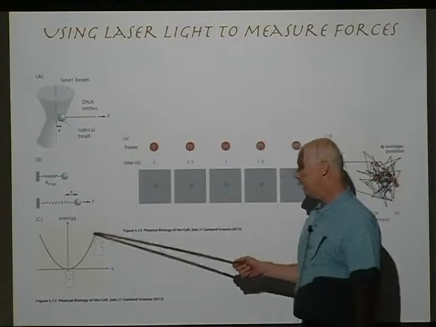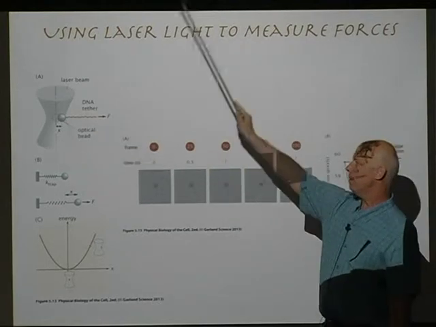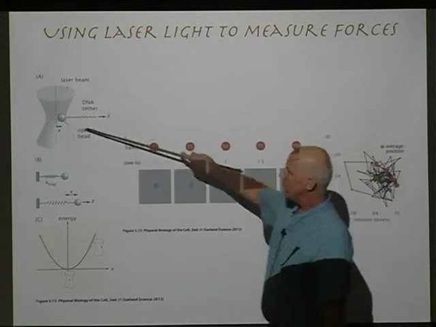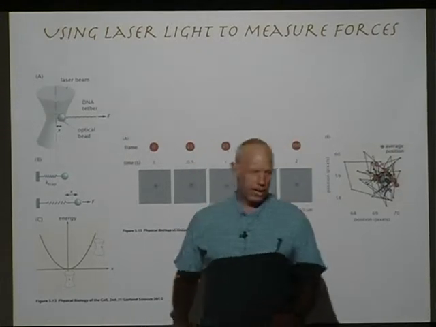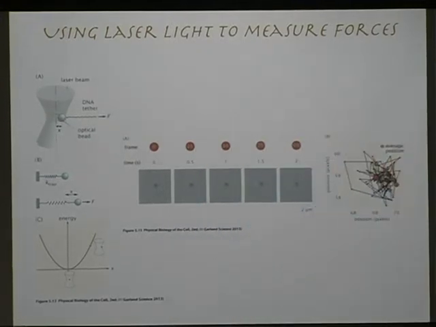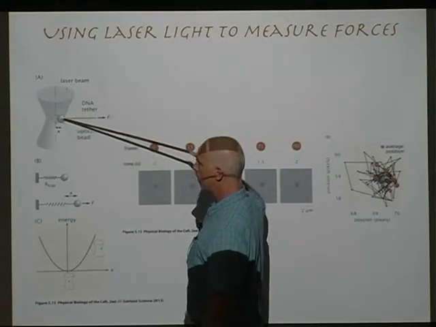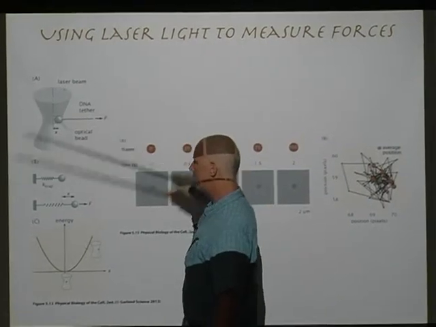So here's the idea in a nutshell. You take a laser beam, you basically send it through the objective, and the laser light gets focused. And if you take a 1 micron size optical bead and you move it off of the focus, what you have is a restoring force that pushes it back to the focus.